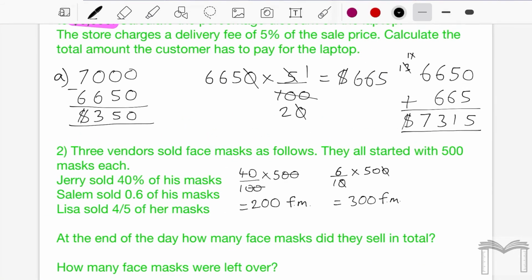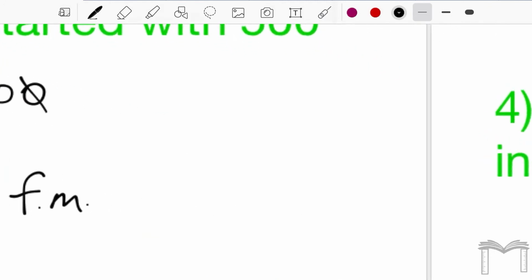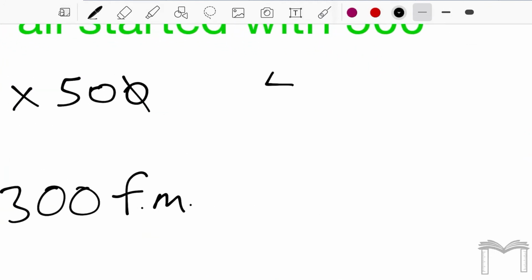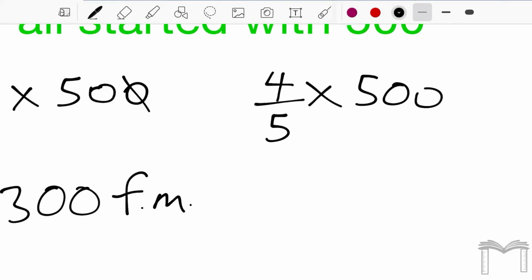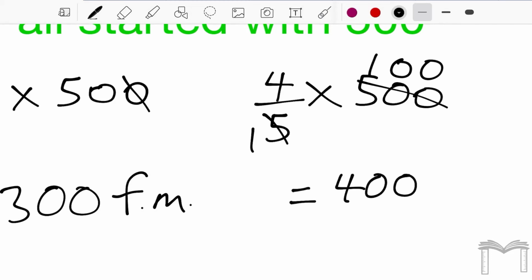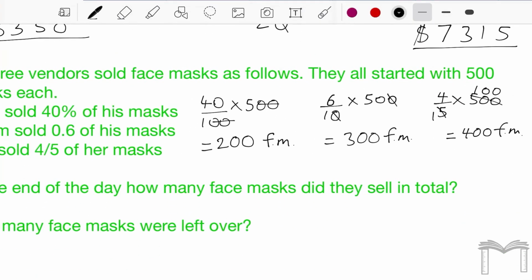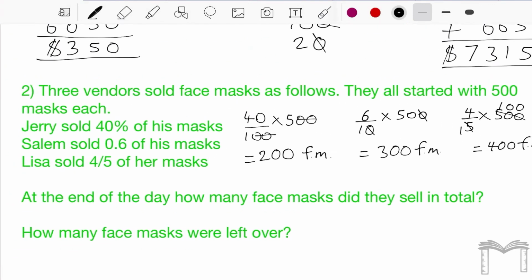And Lisa sold 4/5 of her face masks. 5 into 5, 1. 5 into 500 is 100. 4 times 100 is equal to 400. So that's 400 face masks. So in total, 2 plus 3 is 5. 5 plus 4 is equal to 9. So that's 900.